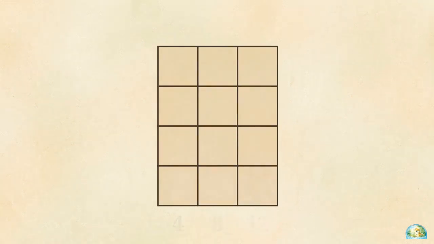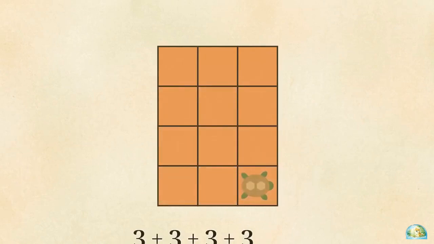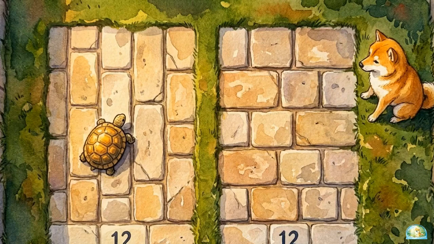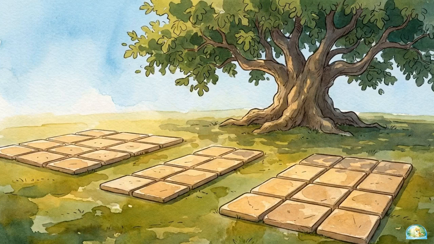If we count by the 3 rows instead, we add 3, plus 3, plus 3, plus 3. We arrive at that exact same total of 12. The total area of a partitioned rectangle is a fixed number. It remains identical whether you count by rows or by columns. Looking back across our courtyard, we see the 3 distinct rectangular paths we just measured.